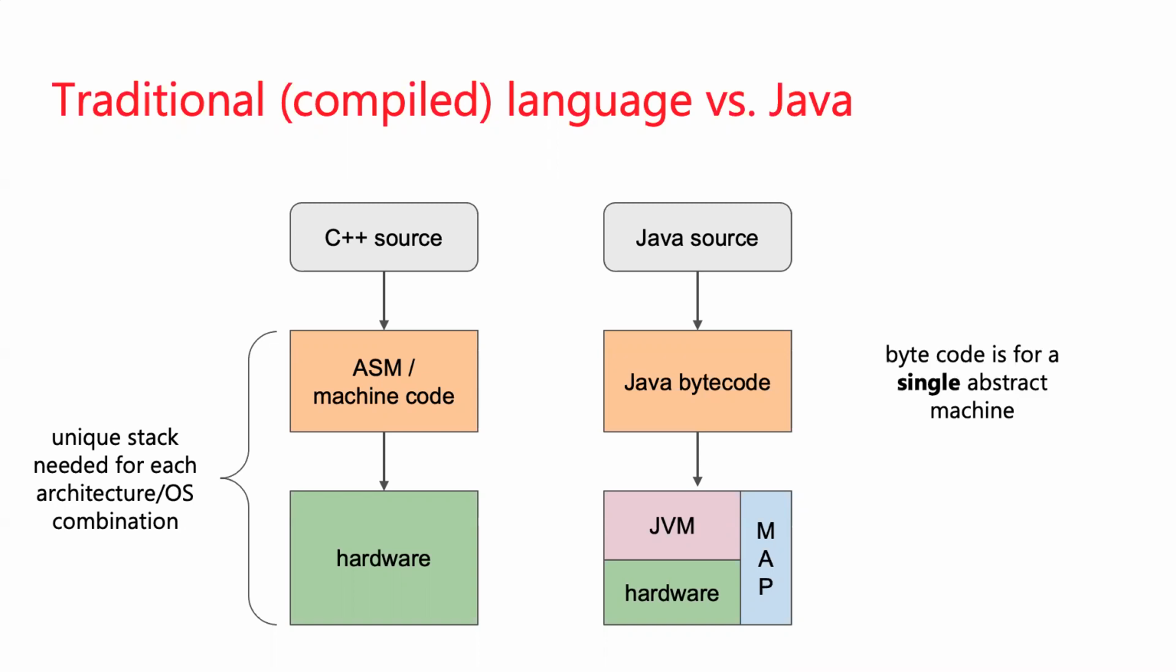But for a Java program, we just have to compile it to one class file. Sorry, I said class file a moment ago because that's the container for Java bytecode, among other things. We just have to compile it to Java bytecode once, and then that can run on any machine that has a Java virtual machine on it.